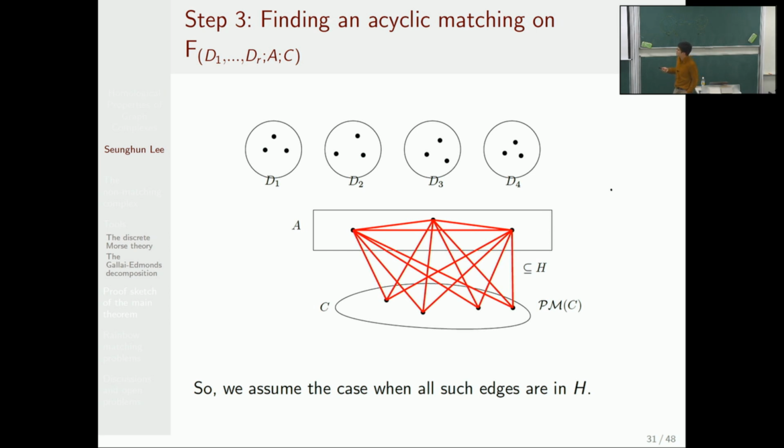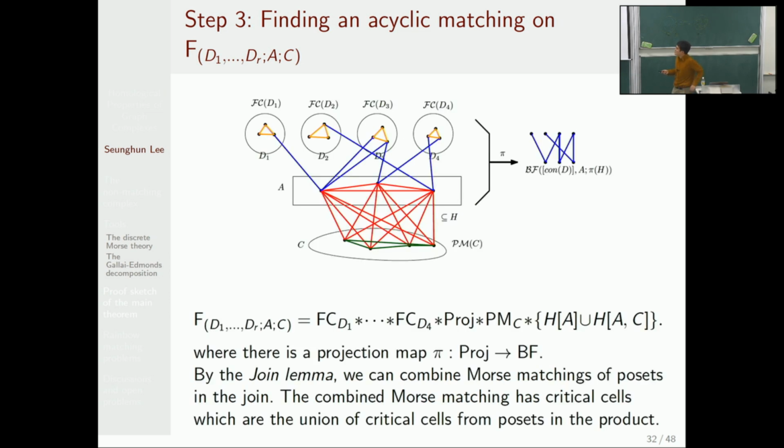So suppose not. That is, all edges between A and C are contained in H. Then this family has the following join structure. F_CDJ represents the family of vertex critical graphs on D1, DJ, DI, which contains H. And the PMC is the family of all graphs which have a perfect matching on C, and this is just the union of the induced subgraphs of H. And PROJ means the family of graphs where, by this projection map as I already defined, the graph becomes A vertex critical.